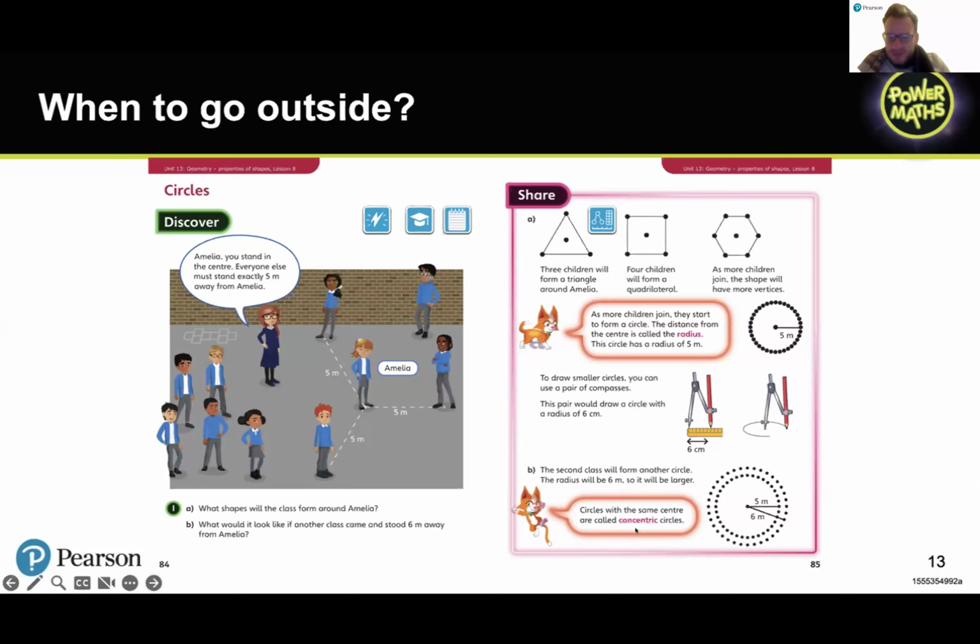Let's do that. Oh, and then I like this. Down here, Sparks is saying circles with the same center are called concentric circles. And I'm just going to rejoice in teaching them a cool word, concentric. I'm fairly certain they don't know it. We're going to learn that. We're going to learn what it means.